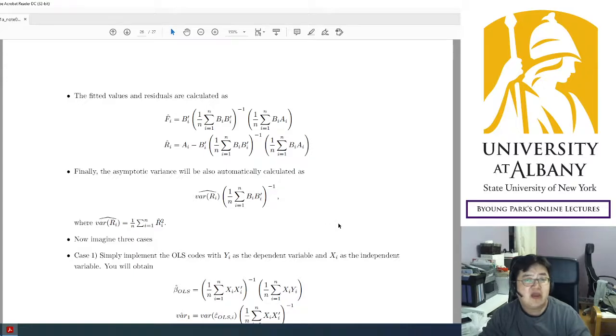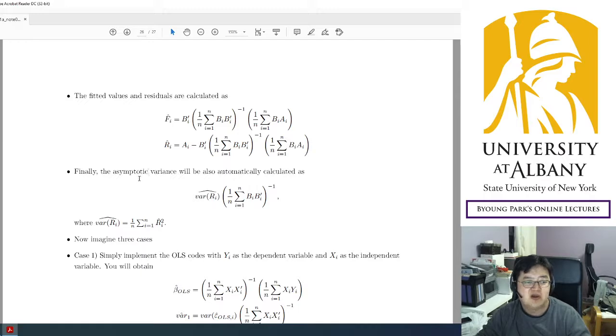And of course, the program will calculate the fitted value. F hat is denoted as the fitted value for the dependent variable. The fitted value is calculated as B prime beta hat, where beta hat is this much. And the residual is A minus B prime beta hat. This is the estimated residual. I intentionally use totally different notation just to make it kind of exotic, just to refresh your mind. It is straightforward.